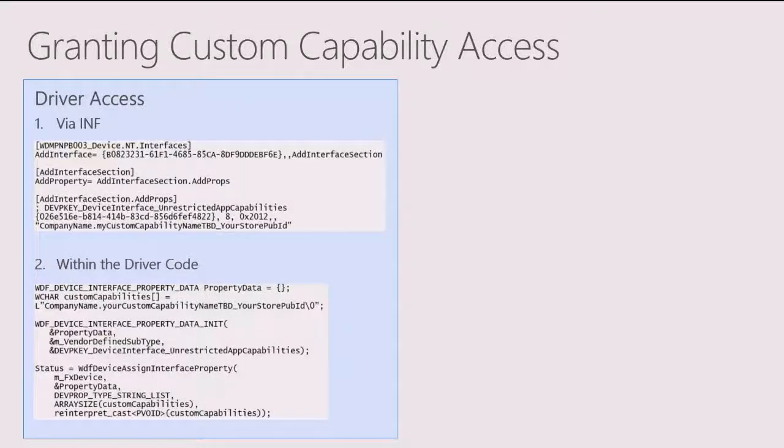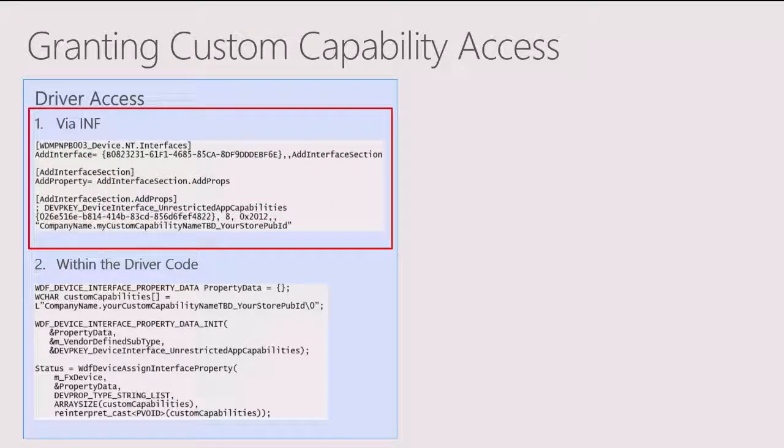Let's take a look more closely at this slide. Let's assume you're a driver developer and you want to open your driver up to certain UWP apps to open the handle directly. The way we've enabled that is you're going to set a property on your PNP device interface object. That property is simply a string list that lists each custom capability that you want to grant access. You can do this in one of two ways.